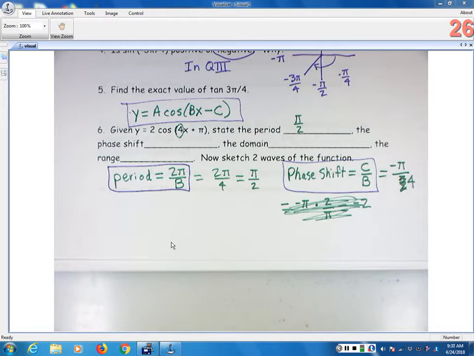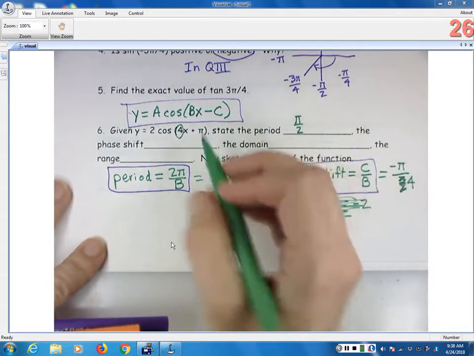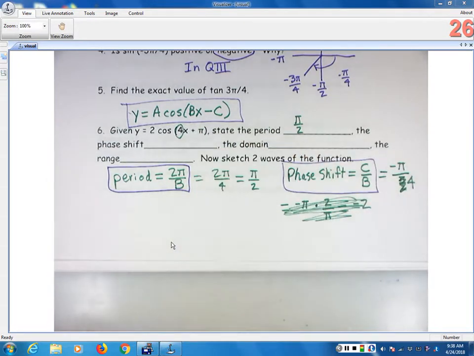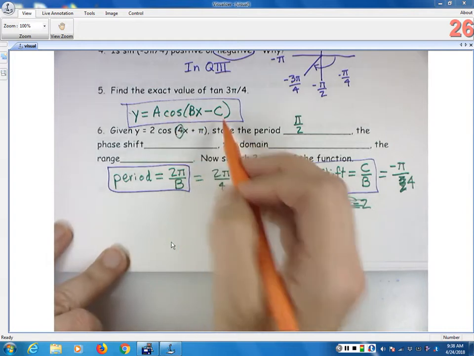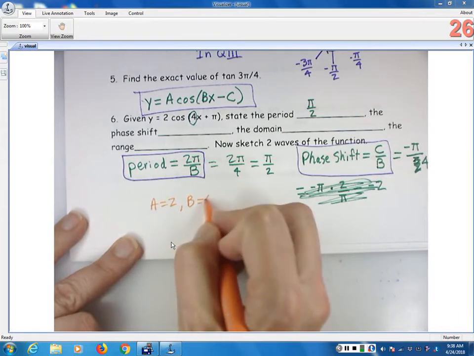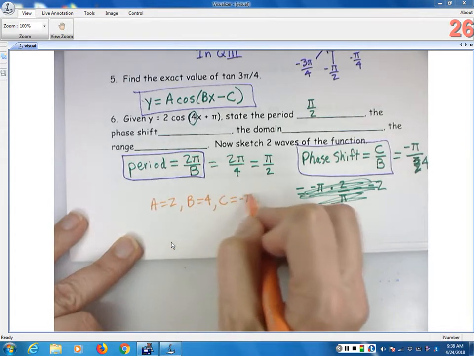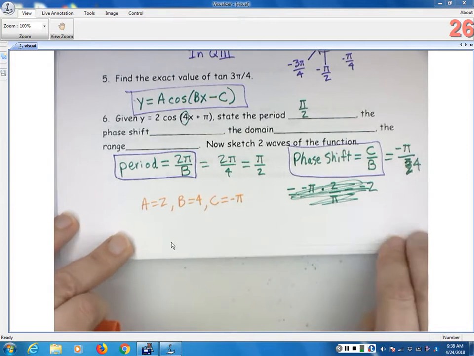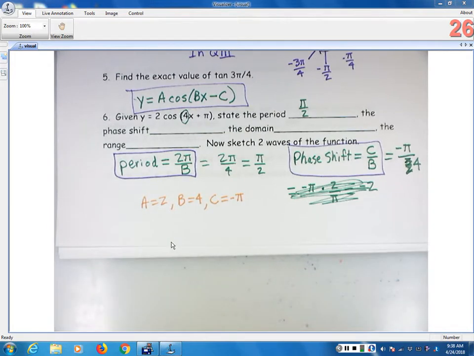Can we have a note card on this file? No. So you do need to memorize this. That's what I'm saying, so be prepared to have it memorized and download it onto your paper. Yes, you do have to memorize it. Maybe a good thing to do that I didn't do here is to identify what A, B, and C are. So A is 2, B is 4, and C is negative pi, and this would have helped me from making that mistake. So now we got the phase shift is minus pi over 4.